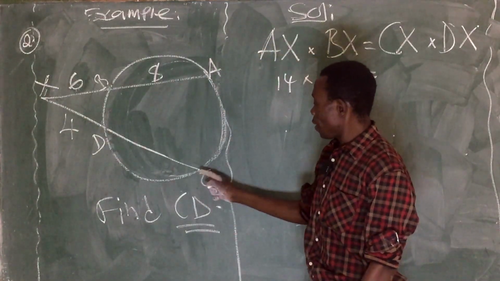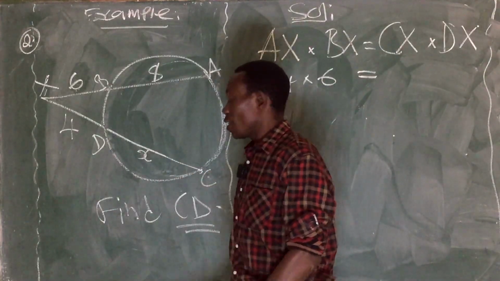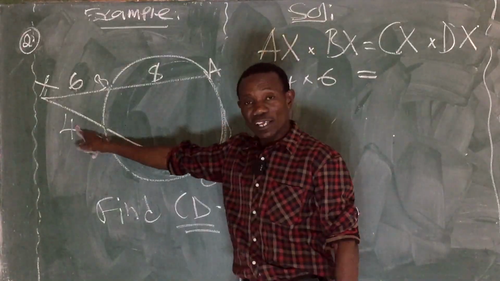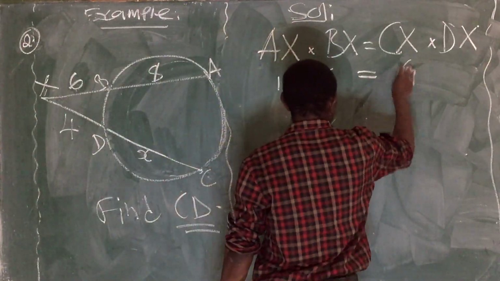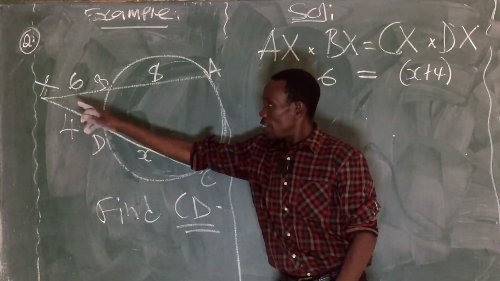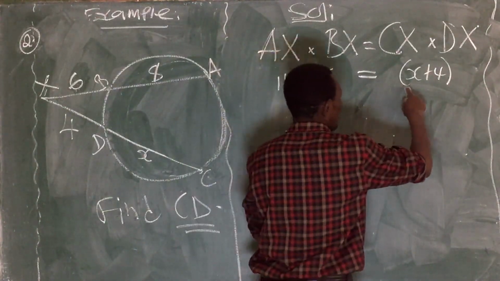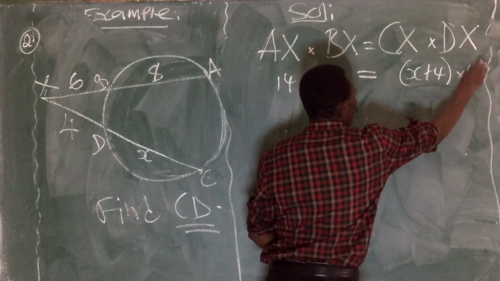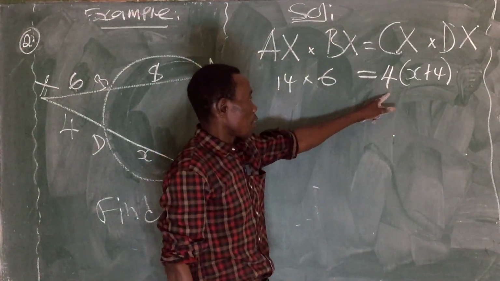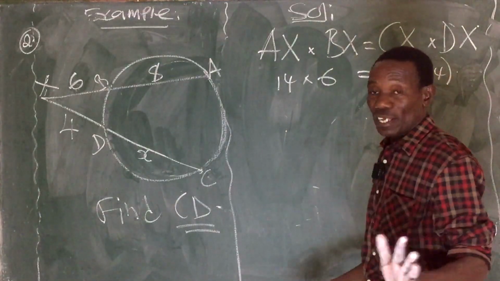But now, what I need is CD. Let me also introduce a variable here. Let it be X. So it means from C to D, what we have is X plus a 4. So I have here X plus a 4, multiplied by what? DX, which is here, which is a 4. So this one multiplied by a 4 is as good as attaching a 4 on the other side of the bracket. Right. So once you have that one, then the whole story is done.